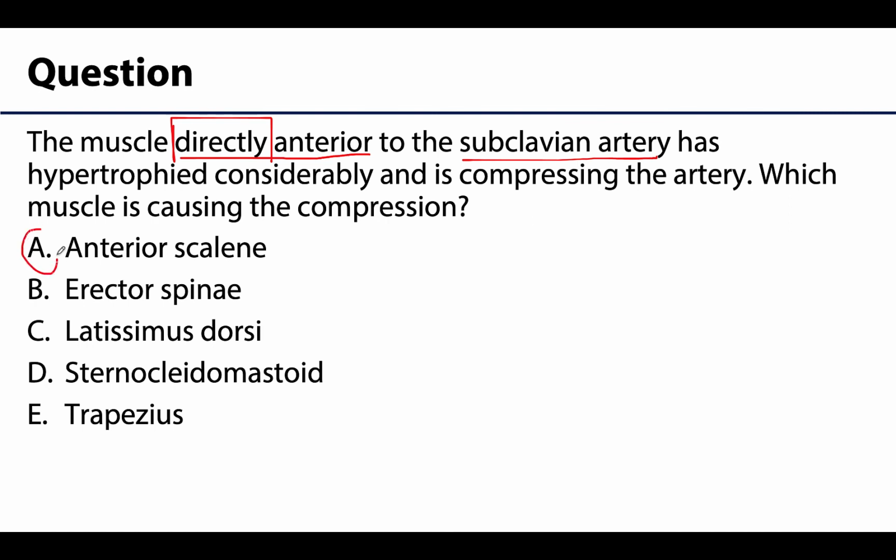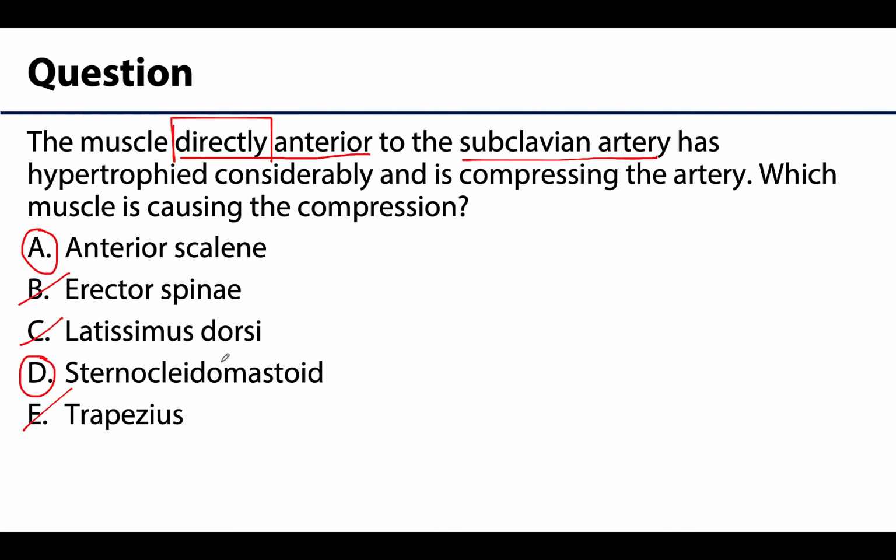Where the anterior scalene is, it has it right there in its name, and that is going to be a possibility. Erector spinae, no, that's deep back, that wouldn't make sense. Latissimus dorsi, the latissimus dorsi muscle belly is on the back, so no. Sternocleidomastoid, that's a possibility, because it is anterior lateral neck. Trapezius, no, that's going to be on the back as well. So we're left with these two.